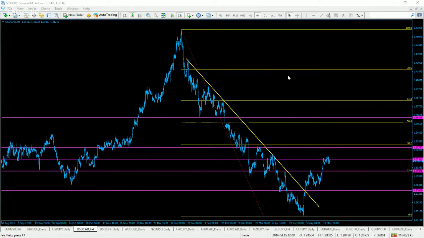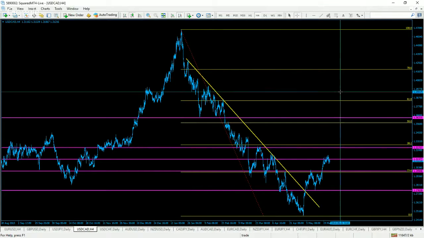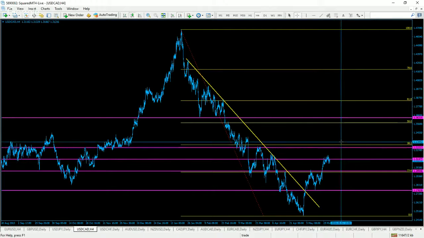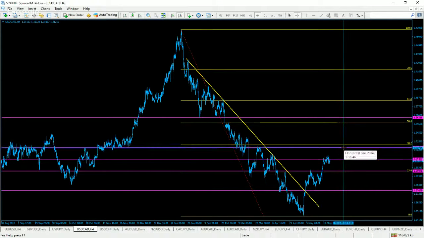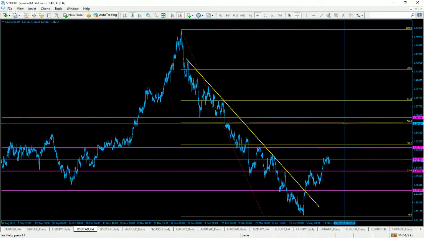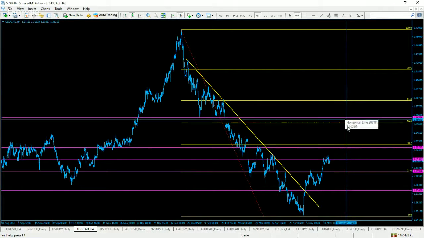So that's the picture with the dollar CAD, looking for this breakout to continue in the short term, moving up towards this target initially at the 132.70s area, and then beyond there a move up into the 50% retracement and this 136.30s level.